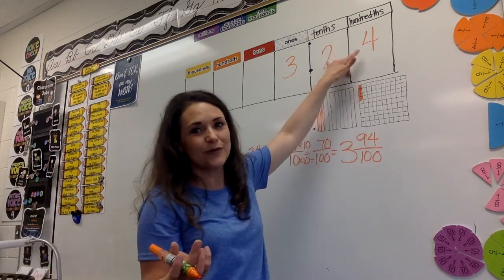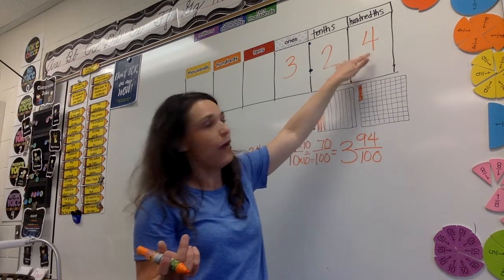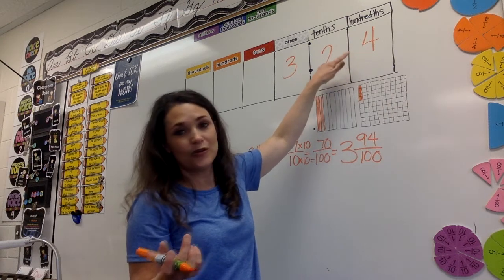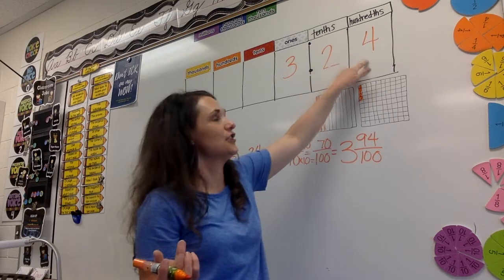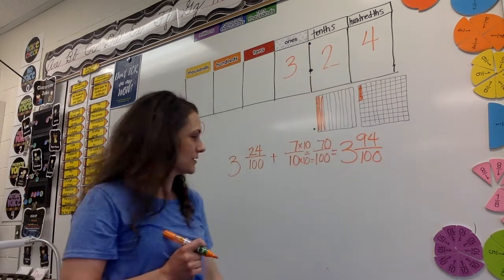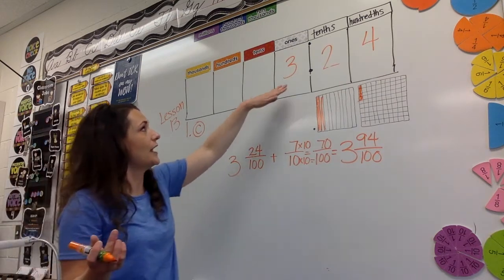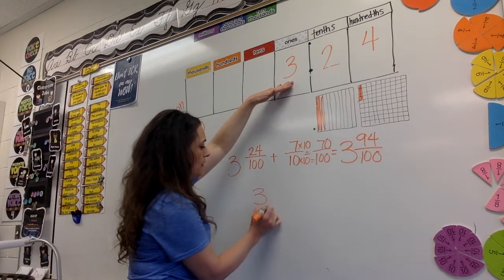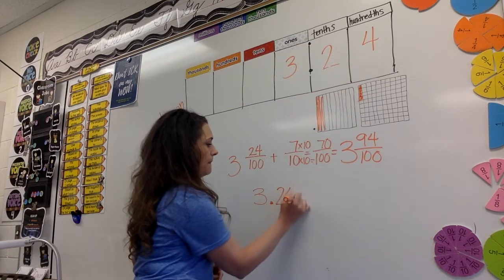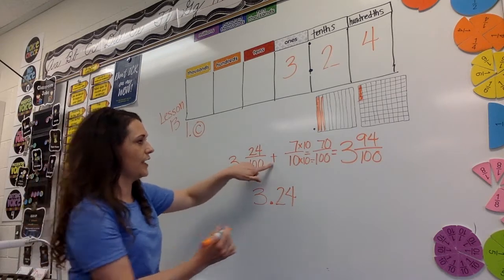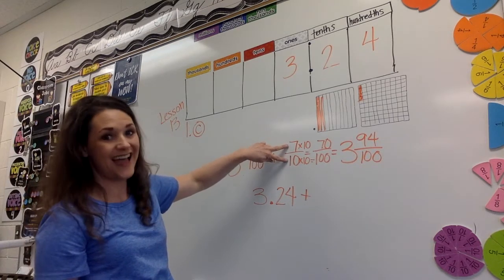But when you're writing 24 hundredths, you have to stay in the hundredths, but you can only have one digit there, right? So you've got to have your 2 in your tenths and your 4 in your hundredths. That's kind of how it works. Okay, so here's how we're going to write this. We're going to write 3.24. So there's our 3.24, and we're going to add it to, here's our 7/10.